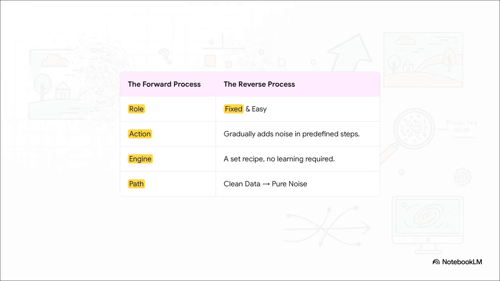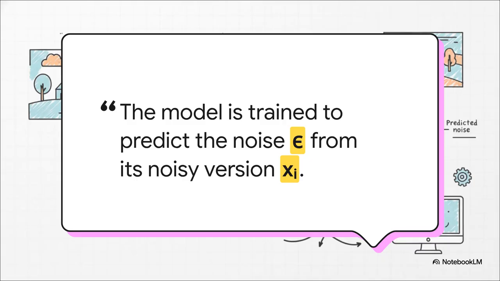But the reverse process, this is where all the magic happens. This is the hard part, where a massive neural network has to learn how to be the creative engine, figuring out precisely how to undo that noise at every single stage of the journey. And here's the absolute genius of it.